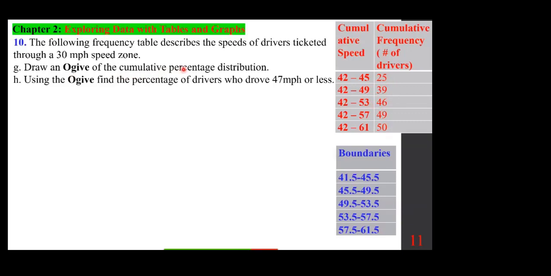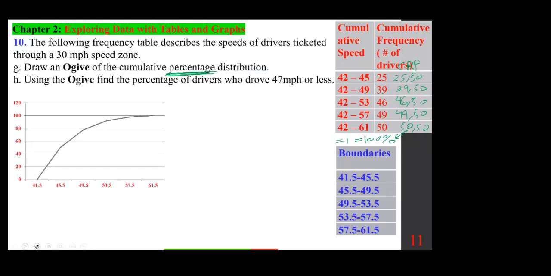But if it's asking for the percentage, now instead of 25, you really have to use 25 over 50, 46 over 50, 49 over 50, 50 over 50. The last one is 1 or 100%, because it's asking for the percentage of it. Okay, now what do we do?